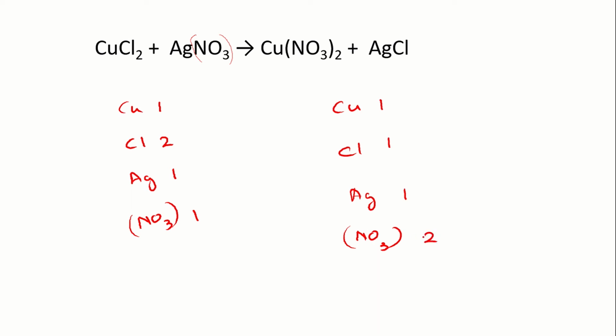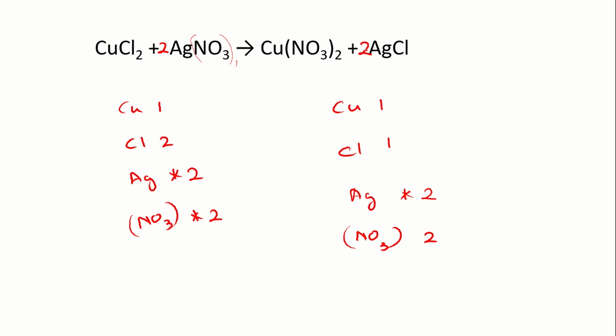Now it's easier to start with the most complex ones. Since you have 2 nitrates on this side, try to balance out the nitrates first by adding the coefficient. Now 2 multiplied by 1, you end up with 2 nitrates. Looks like the nitrates are balanced. But this addition of a coefficient changes the number of silver atoms. Now you end up with 2 silver atoms, which means you must have 2 silver atoms on this side as well. That means you need to add this coefficient 2.